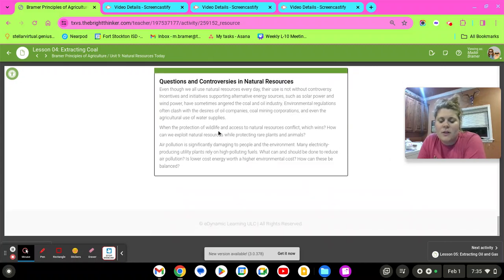So there is some controversy over natural resources and the air pollution that we're causing. Even though we use it all the time, is it the best thing for us to use? And that's kind of the big argument that's going to be around for a long time. So it's really finding a good balance, and that's what scientists and politicians are all trying to find. It's a good balance between continuing to use these natural resources that we use so much, but also using them in a way that is not going to harm the environment as much.